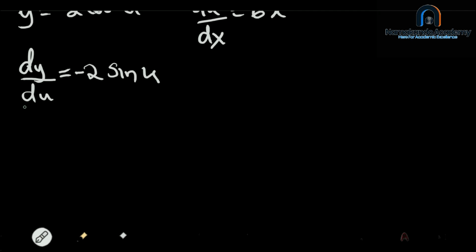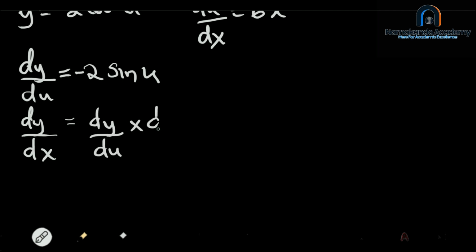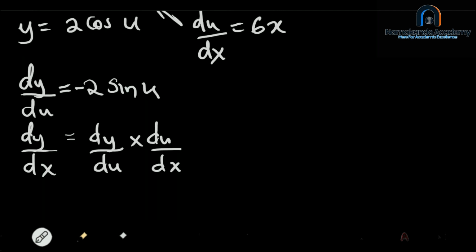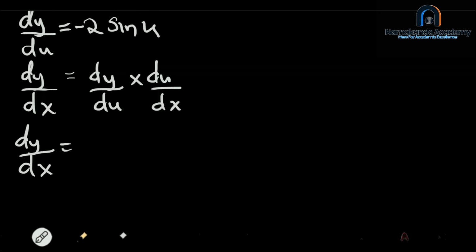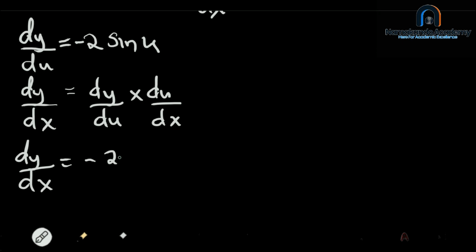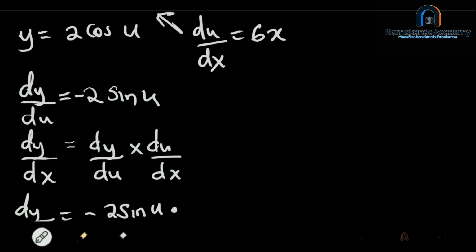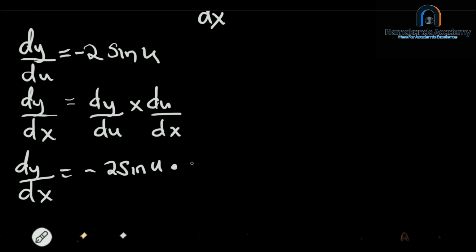Alright, let's continue. So our dy dx is the product of two derivatives, y with respect to u and u with respect to x. Let's combine these two. Dy du, as you can see from the part we have on top, is negative 2 sine u, multiplying with du dx, which is 6x.